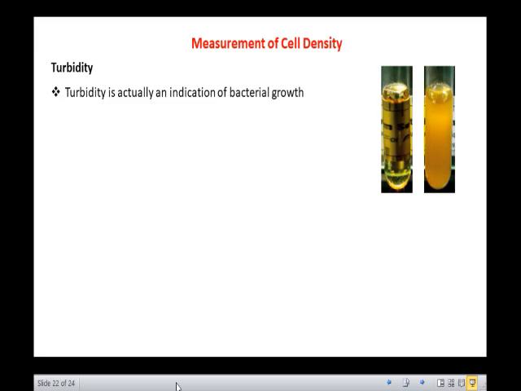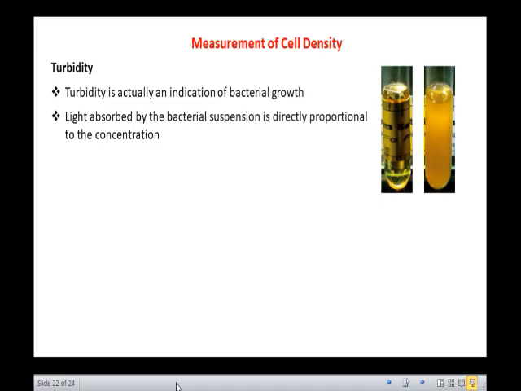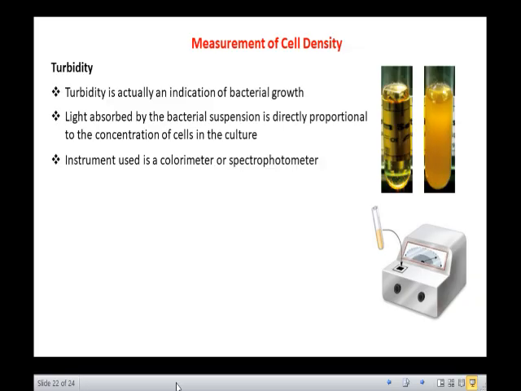Why has the medium become turbid? It is so because the bacterial culture acts like a colloidal suspension which blocks and reflects light passing through the culture. Within limits, the light absorbed by the bacterial suspension will be directly proportional to the concentration of the cells in the culture. By measuring the light absorbed by a bacterial suspension, one can estimate and compare the number of bacteria present. The instrument used to measure turbidity is a colorimeter or a spectrophotometer.